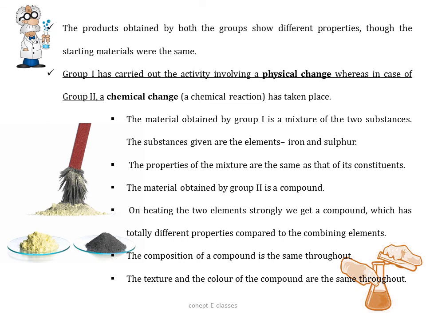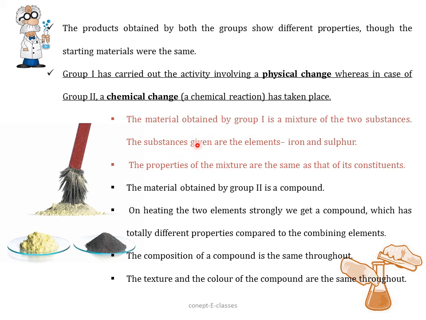Group 1 carried out an activity involving a physical change, whereas in the case of group 2, a chemical change, right? A chemical reaction took place when we heated both the iron filings and sulfur. So the material obtained by group 1 is actually a mixture of 2 substances. The substances were iron and sulfur, and when they were mixed together, we saw that when we brought a magnet close to it, all the iron filings got attracted to it. So the properties of the mixture are the same as that of its constituents. So the mixture had the same properties of iron as well.